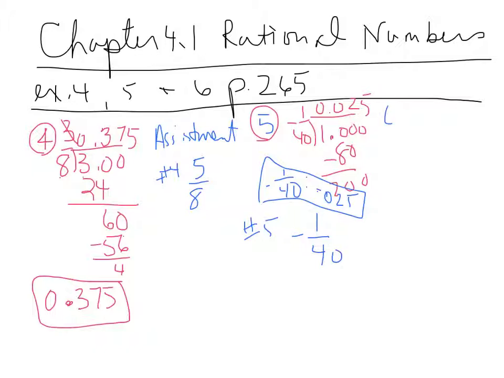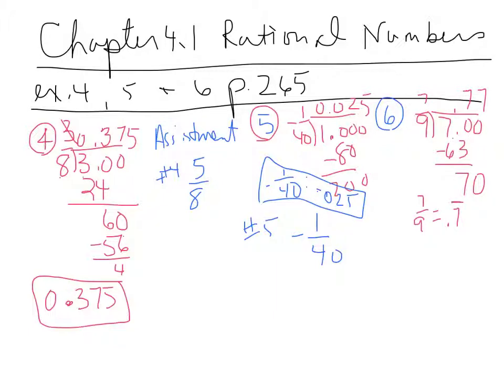And number 6, nothing like cramming the stuff in. It says in the book 7/9 as a decimal. So stop, drop, divide. And we go, 9 goes into 7, 0 times, so 9 goes into 70 7 times, and it's 63, and subtract, you get a 7. And so you're going to see it's always going to be 7, so it's going to repeat. So 7/9 equals 0.7 with the bar notation, 7 repeating.